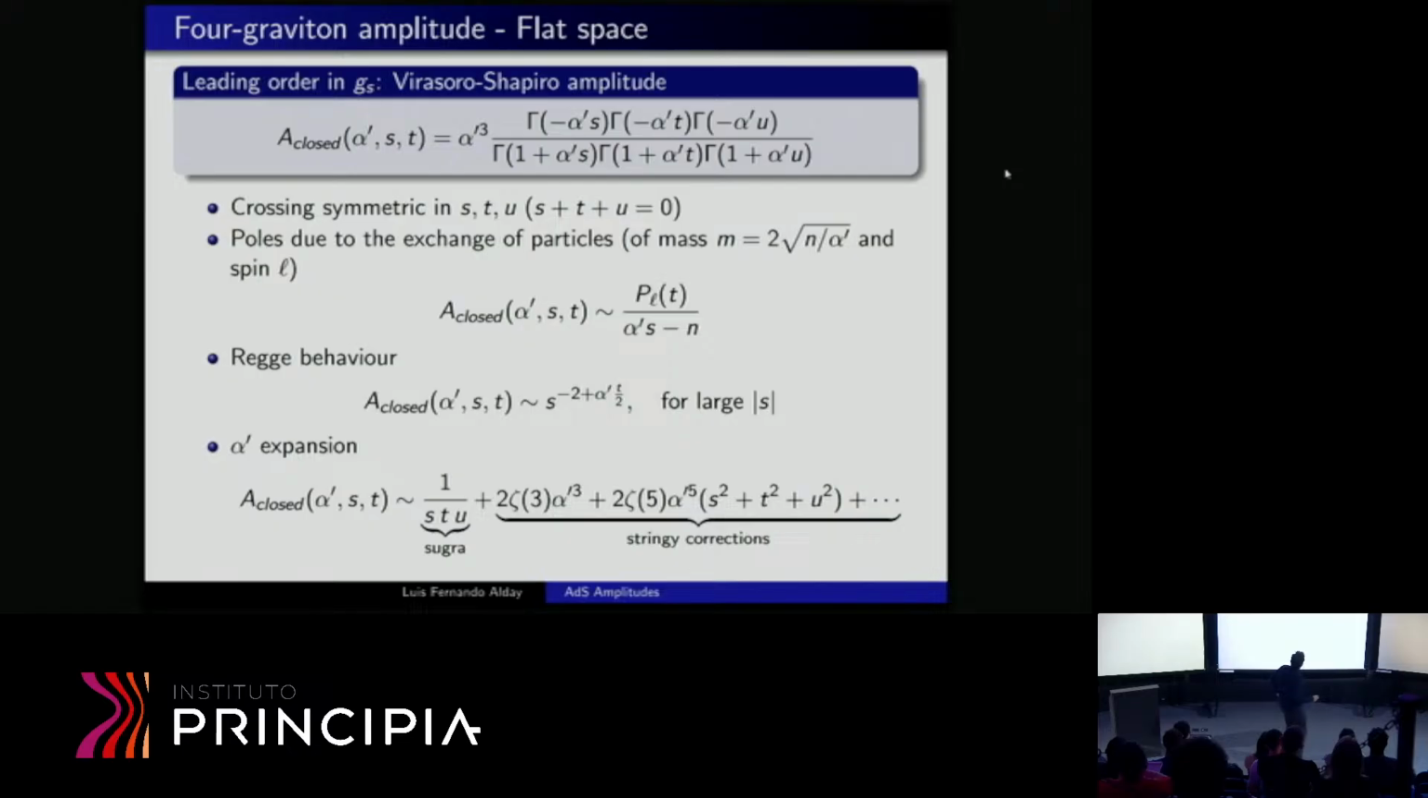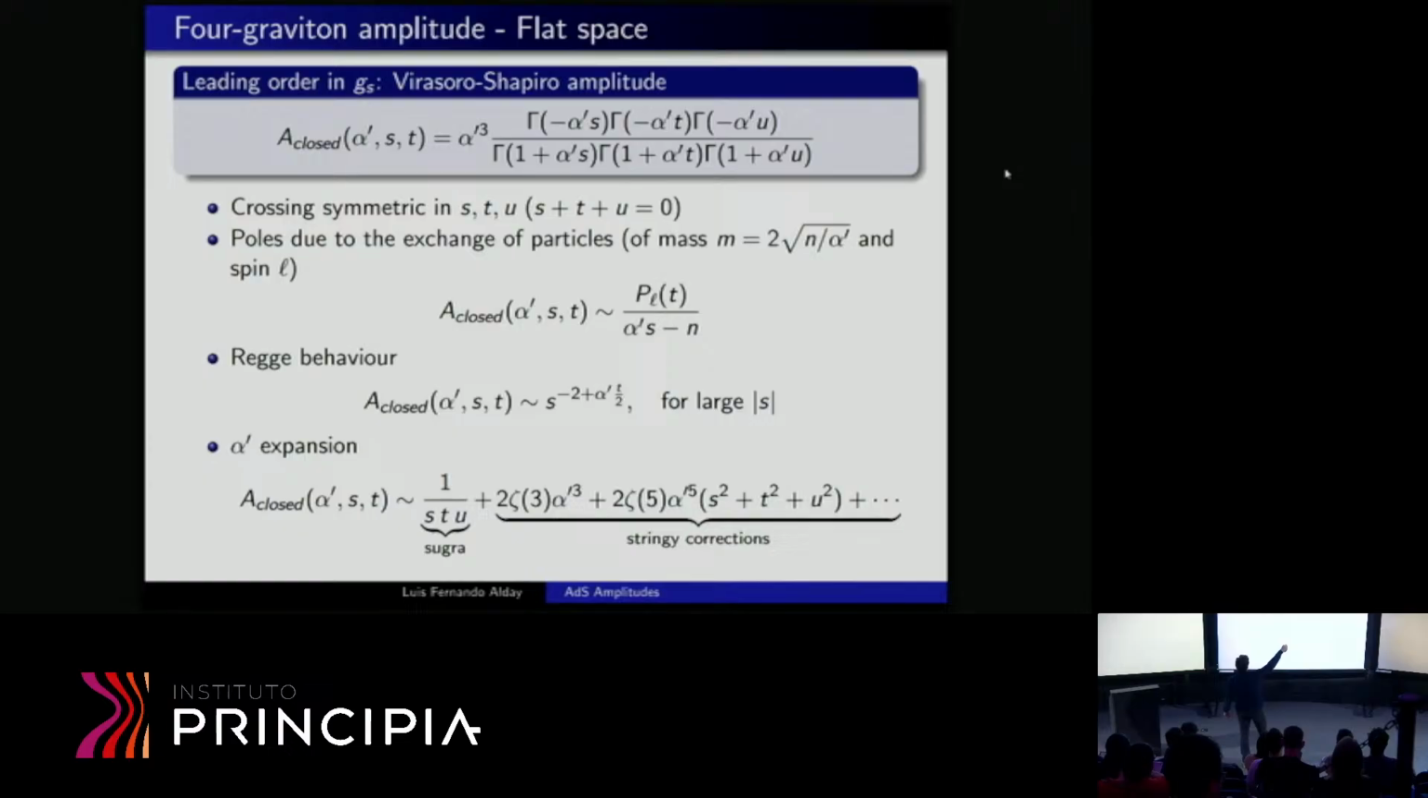Many properties that we can immediately see just from this representation are, for instance, that the amplitude is crossing symmetric in the three Mandelstam variables, S, T, and U. We know that the gamma functions have poles at 0, -1, -2, etc. So this amplitude has poles, and the physical interpretation is that they are due to the exchange of particles, and in my conventions, this is the mass of the particles and spin L. And the form of the poles is a pole at alpha prime S equals an integer with some polynomial as the residue in the other variable.